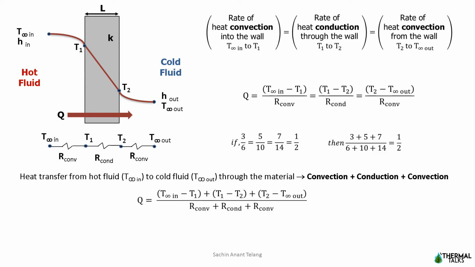That is, we can write heat transfer Q is equal to all the temperature differences terms divided by all thermal resistances. Now we can remove T1 and T2 values, and finally we can write T infinity in minus T infinity out, divided by convective resistance plus conductive resistance plus convective resistance.